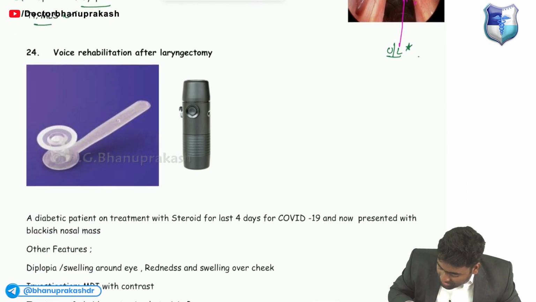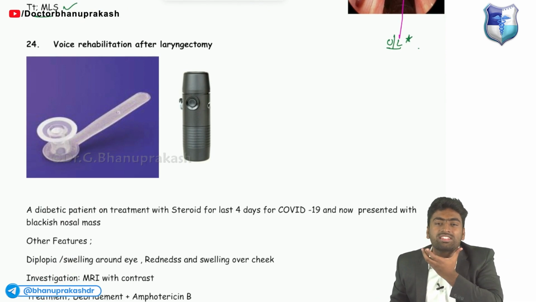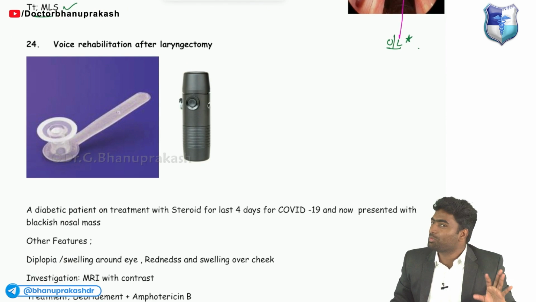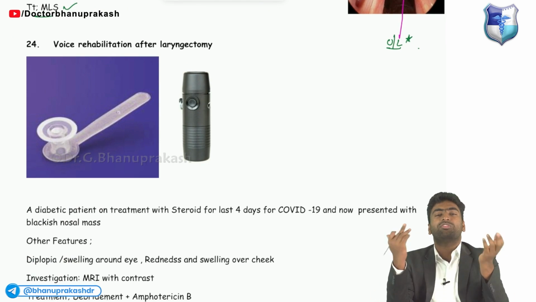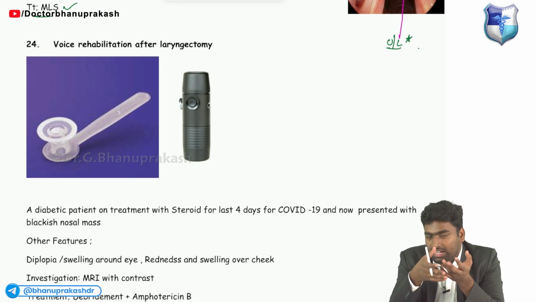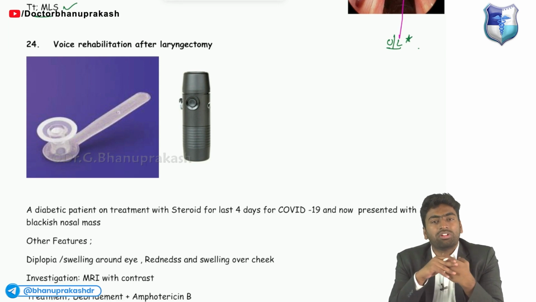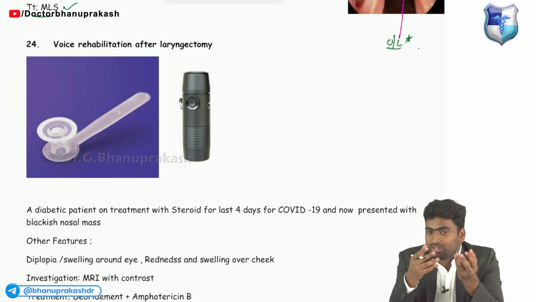Then after laryngectomy, you have removed the larynx because of laryngeal cancer. In such conditions, we need to make them respire, and also we need to make them speak a little, right? So in such cases, we can do different things. One is that we tell them to swallow air and speak from the esophagus. That is known as esophageal speech.